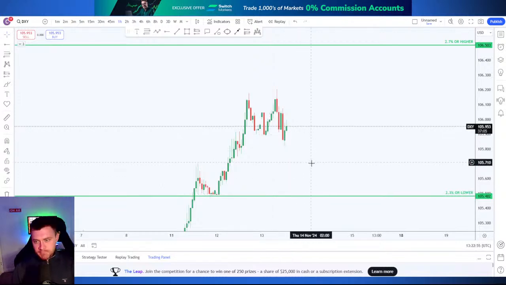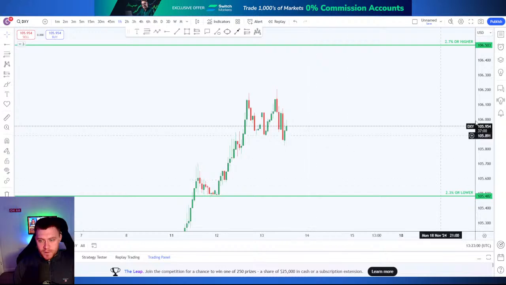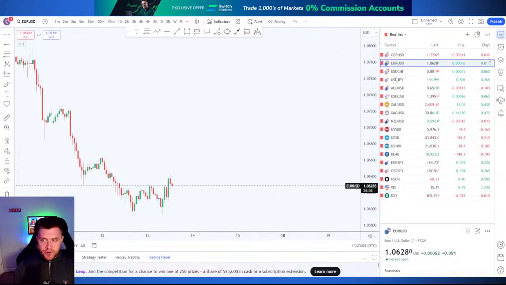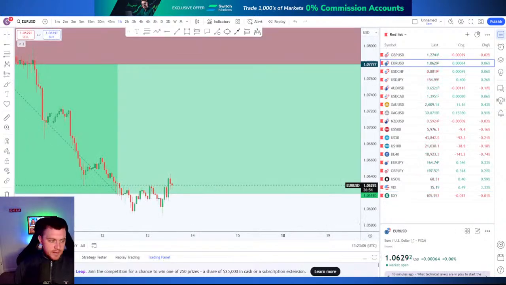Okay, brilliant. Right. Okay, that's for the dollar index. How would that marry up on some of the charts? Well, obviously, euro dollar and dollar yen, for example, are going to be the important ones to take a look at.